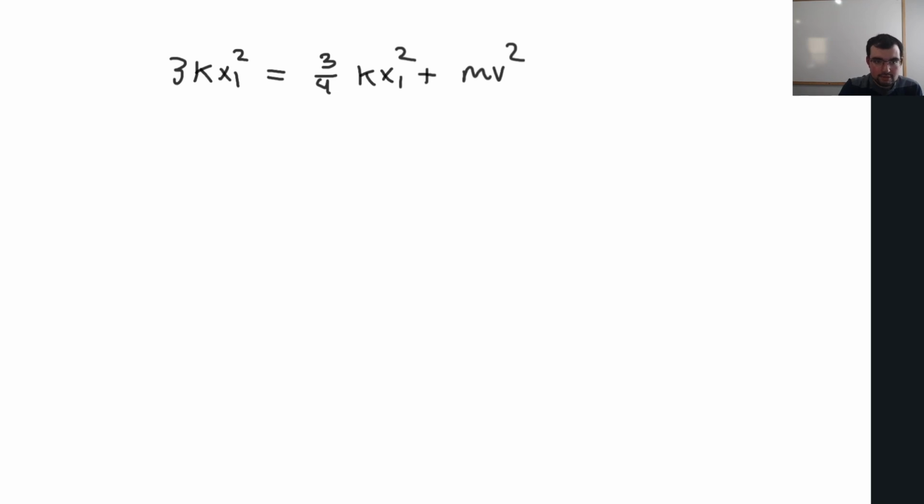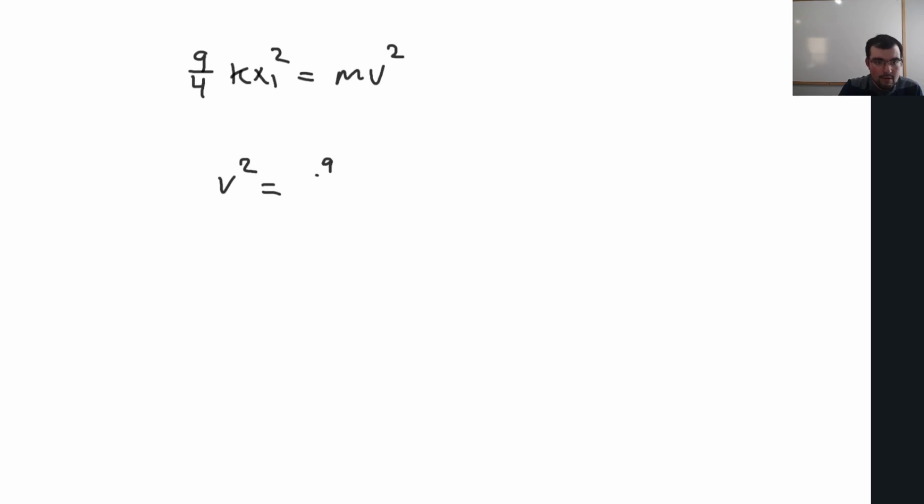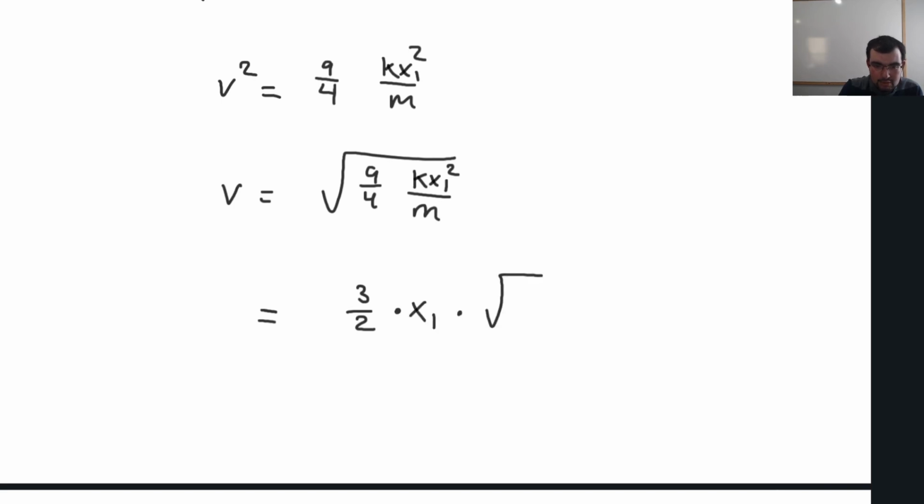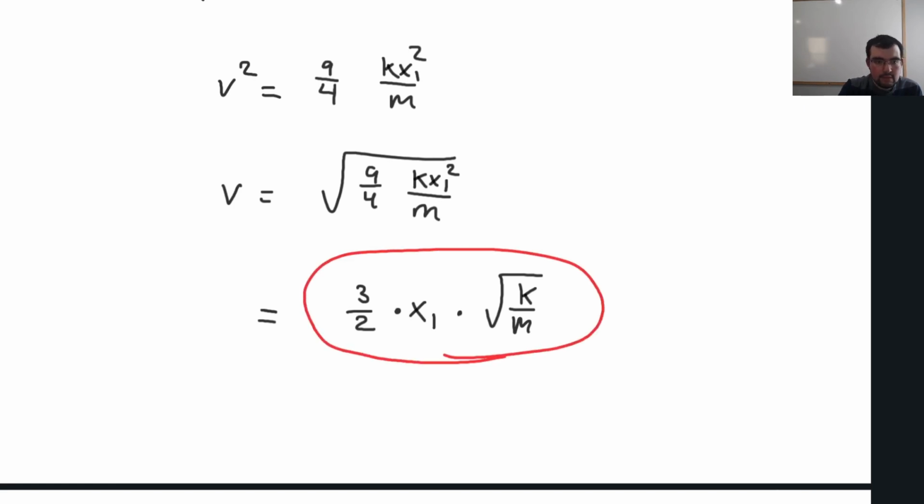So this is 12/4 on the left, and if I subtract 3/4 from 12/4, I get 9/4. Divide by m, and I get v squared equals 9/4 kx1 squared over m. Then I take a square root, and v is the square root of 9/4 kx1 squared over m. If we did simplify, we'd get 3/2 times x1 times the square root of k over m. And that's our answer. I definitely left it in the top form.